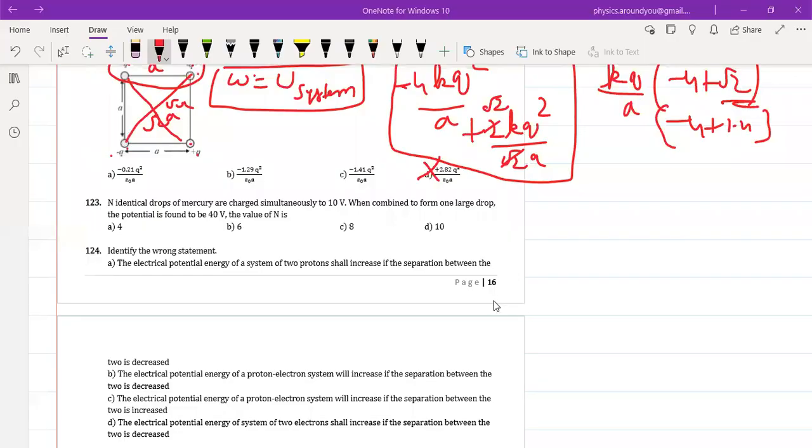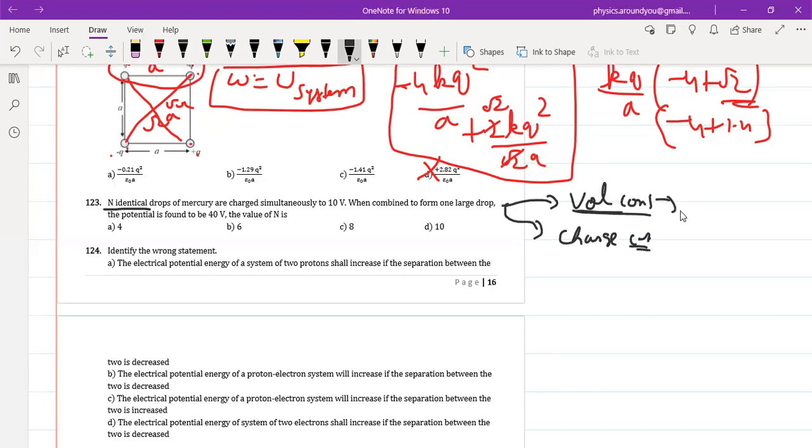So the N drops case is with us. A very familiar question, even in KCET, we can say. N identical drops. The two central concepts behind such drops questions are: one is volume conservation, which means final volume should be equal to initial volume. The second one is charge conservation, right?